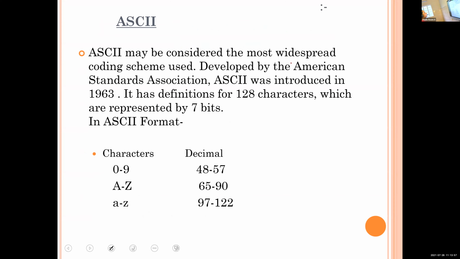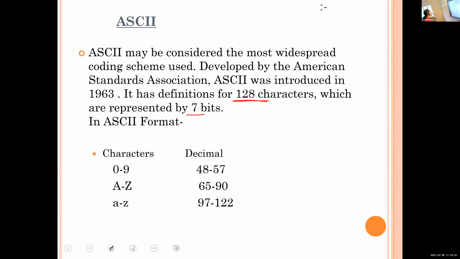Next one is ASCII. ASCII may be considered the most widespread coding scheme used. It was developed by the American Standard Association. ASCII was introduced in 1963. It defines 128 characters. We need this number: 128 characters are included in ASCII, which are represented by 7 bits.